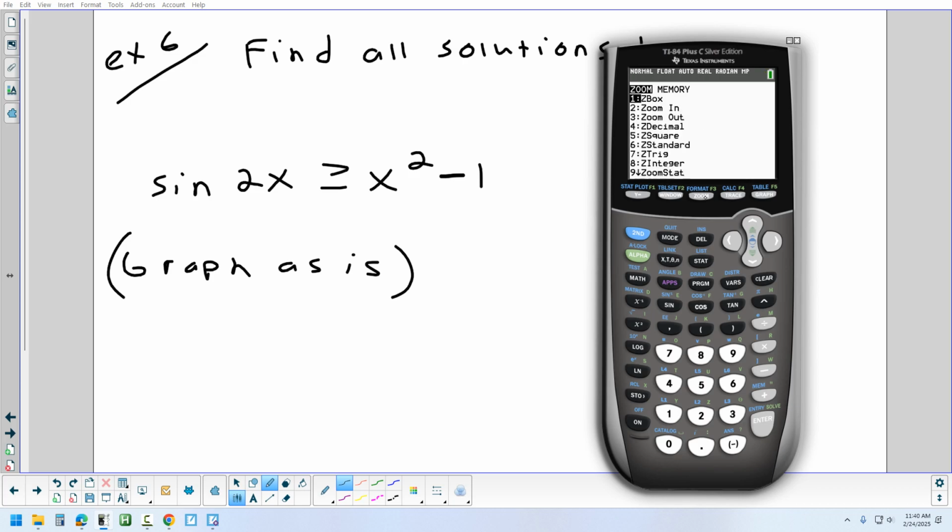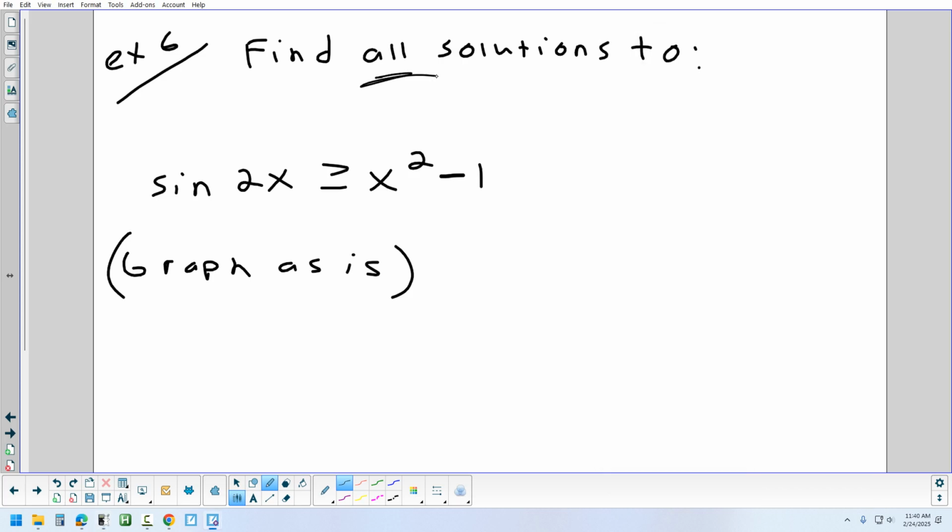Okay, so let's just do zoom 7. I know I'm graphing more than one cycle, but you'll see why in a second. Okay, so there's the left side, and there's the right side. And they want all solutions.